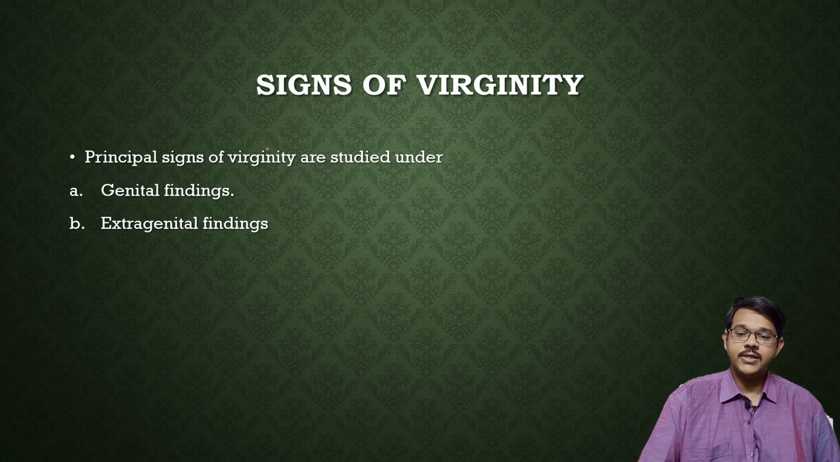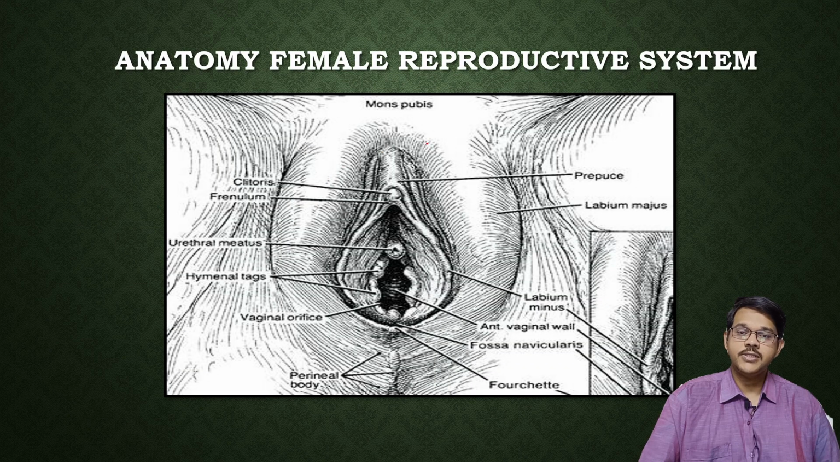To know about virginity, there are different signs which we can look for. They can be divided into genital and extragenital findings. To understand genital findings, first we have to understand the anatomy of the female reproductive system. Mainly we have to see the vulva, which consists of labia majora and labia minora.